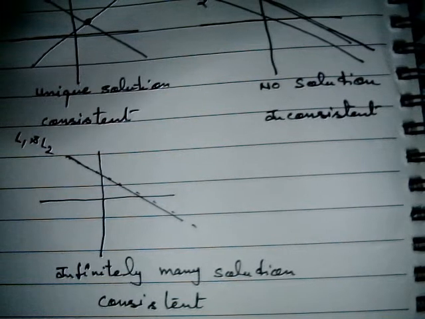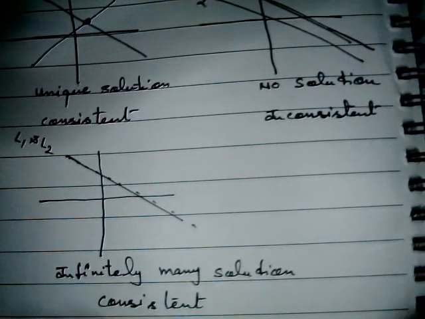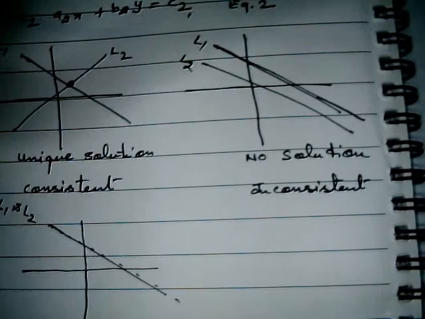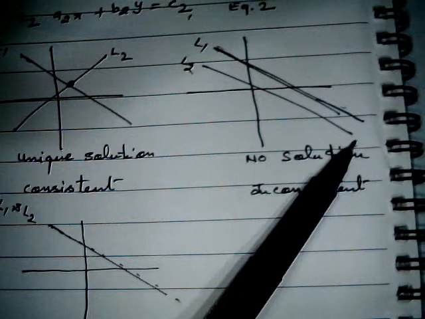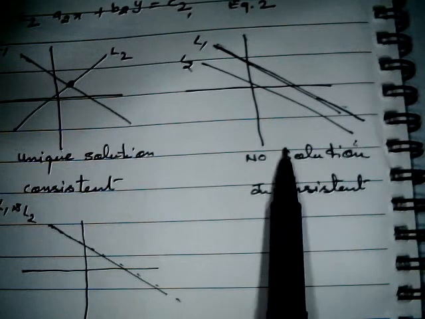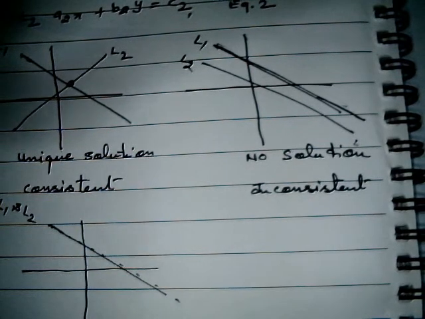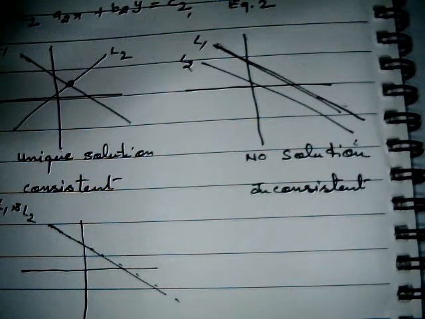Now the third case, when you draw both lines and they come out parallel. In this case, no solution means you are not going to get any values of x and y which satisfy both equations. If you do not get a value for x and y, then this case is called inconsistent.